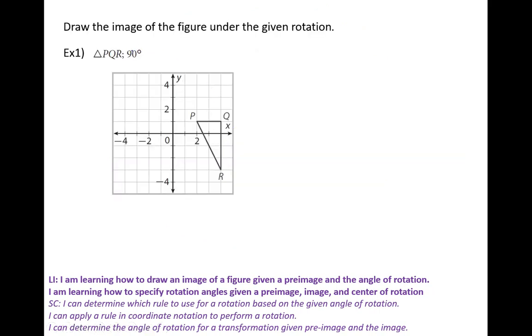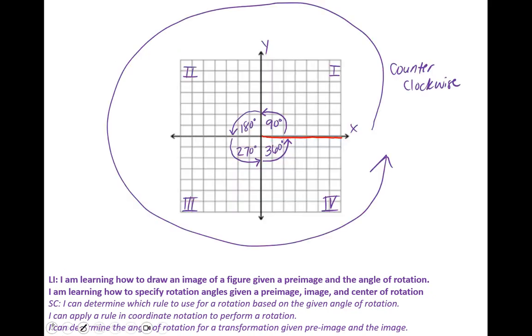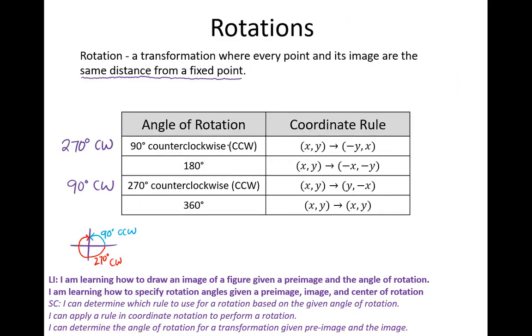First we are told, draw the image of the figure under the given rotation. If I look at this, I have triangle PQR on the graph, and I have an angle of rotation. If they do not tell you the direction, it's always going to be counterclockwise. So from that, I'm going to grab my rule, x, y turns into, and here's where we go back and peek at the rules we just wrote down. 90 degrees counterclockwise is that first one, so I'm going to use this rule: x, y turns into negative y, x.